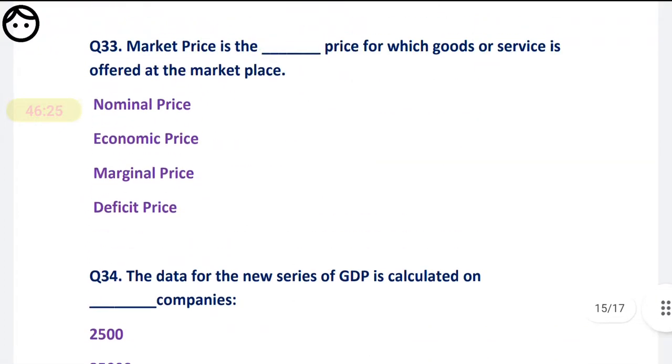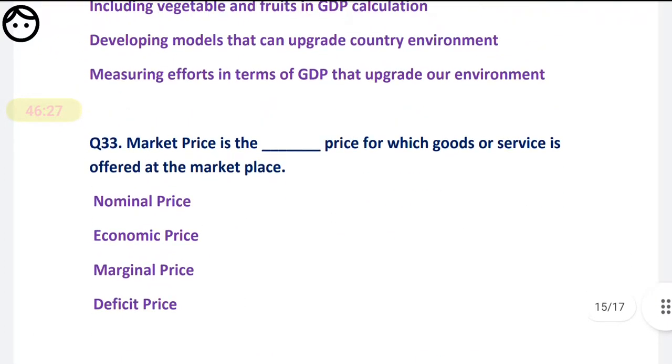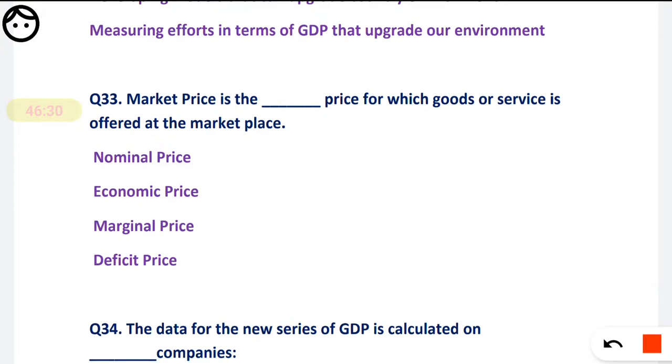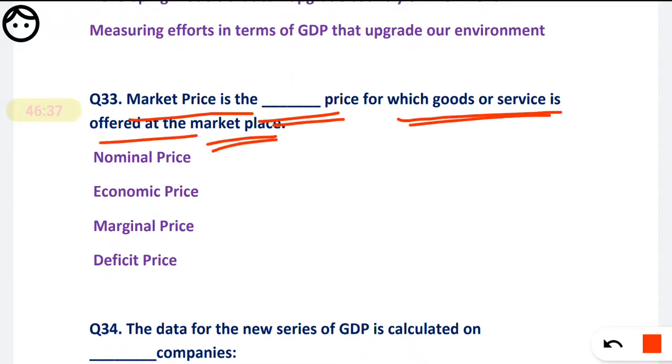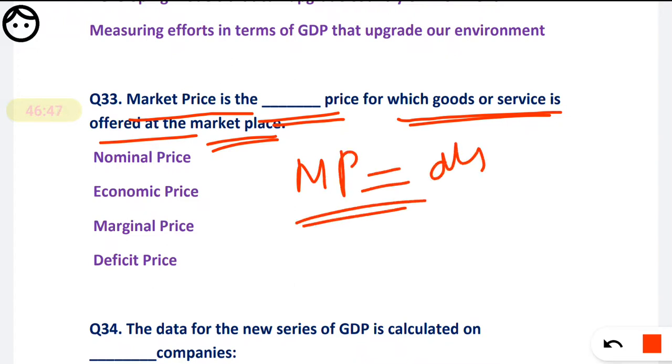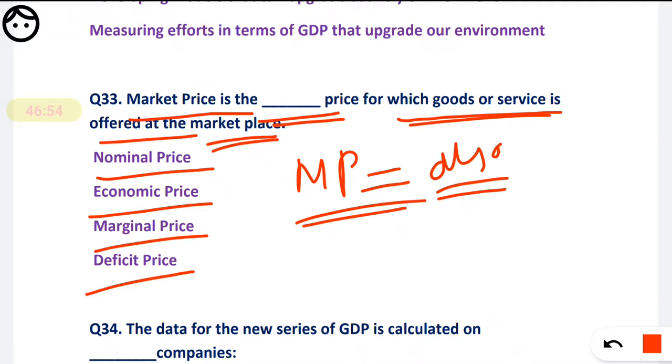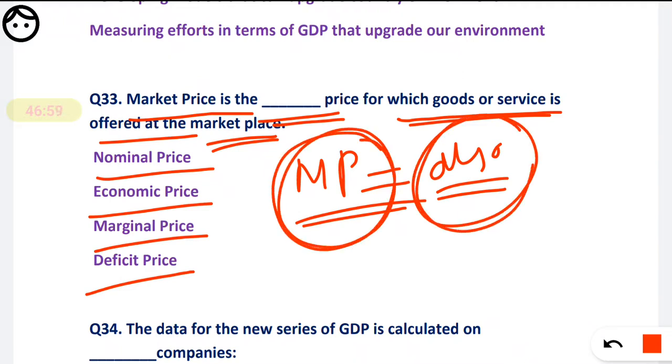Now question number 33, the market price is dash dash price for which goods or services are offered at the marketplace. So friends, basically they are asking what do you mean by market price? Market price is also called as the first option, nominal price, economic price, marginal price, deficit price. So remember, market price is also called the economic price.